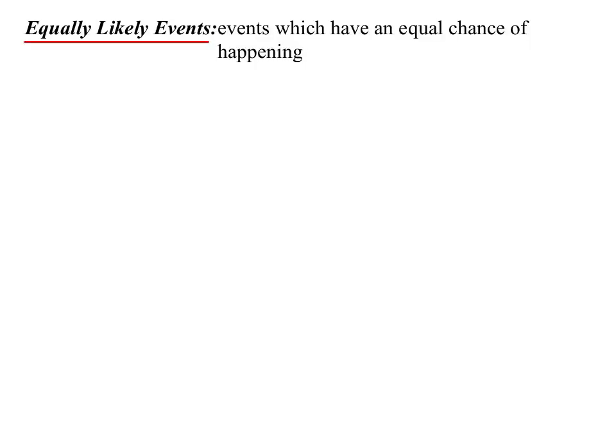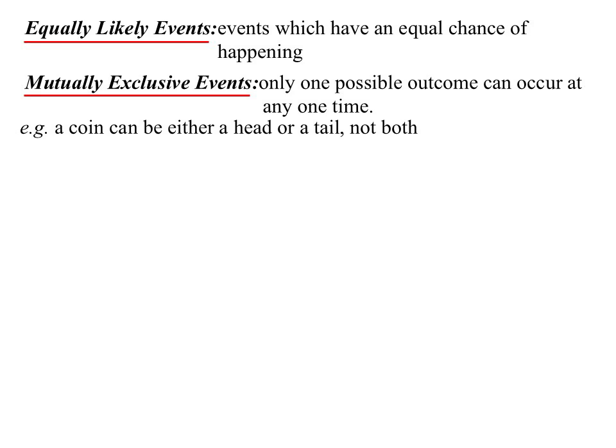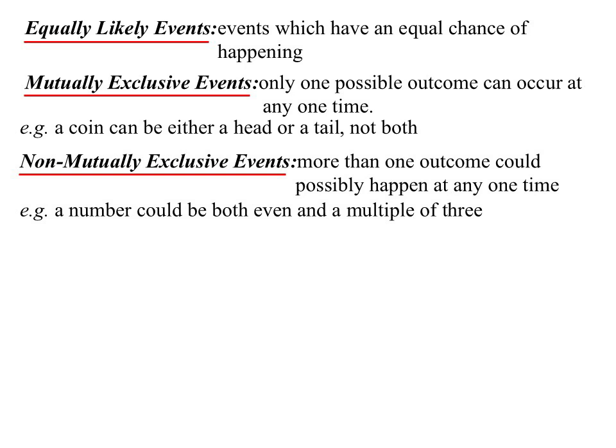Equally likely events, things that have the same chance of happening. Mutually exclusive events. Now, that's when only one possible outcome can occur at any one time. So you might be looking at different events, something like this. A coin. Well, I can toss a head, I can toss a tail, I can't toss both at the same time. So they are mutually exclusive. There's no overlap, which then brings us to non-mutually exclusive events, ones that could happen at the same time.